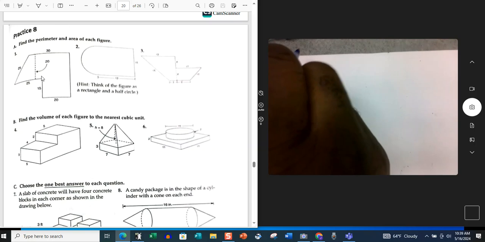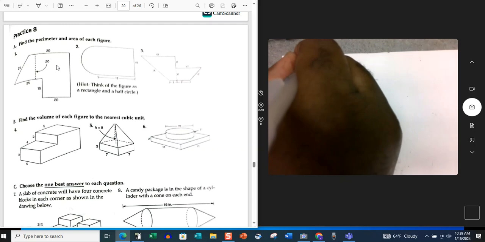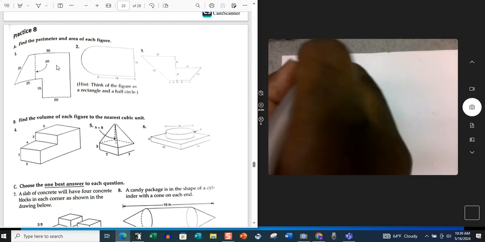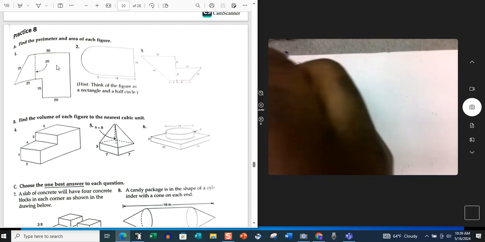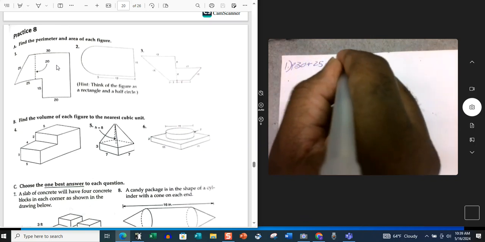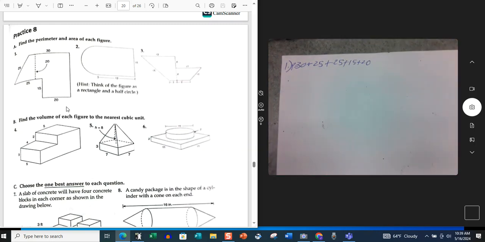So we have the perimeter. Let's do the perimeter first. P is equal to 30 plus the side that has 25 plus the other side that has 25 plus 15 plus 20. The only side we're missing is this side here. So we would add this 20 plus this 15, and that would take care of this whole side. So that would give us a total of 35.